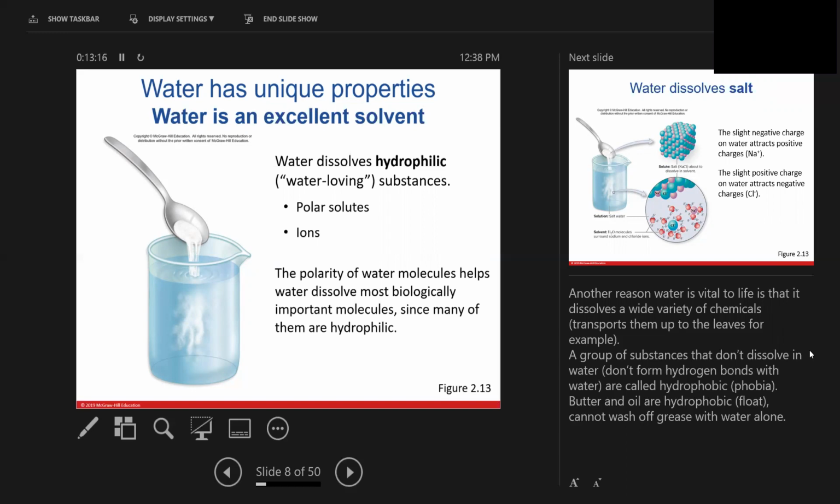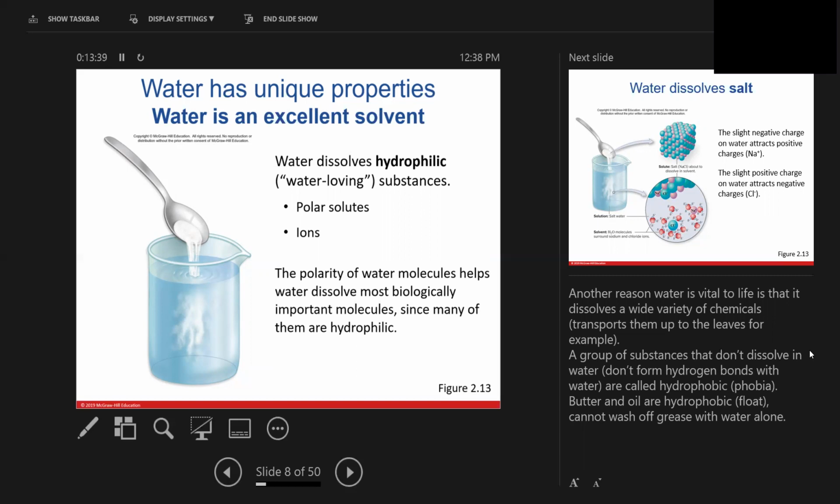It's primarily going to dissolve what we call water-loving substances, or hydrophilic. Philic means loving, phobic means hating or fearful of. So if you ever see those terms come up, like I'm sure you've heard terms like homophobia thrown around, fear of gay people, right? That's where those bases are coming from.